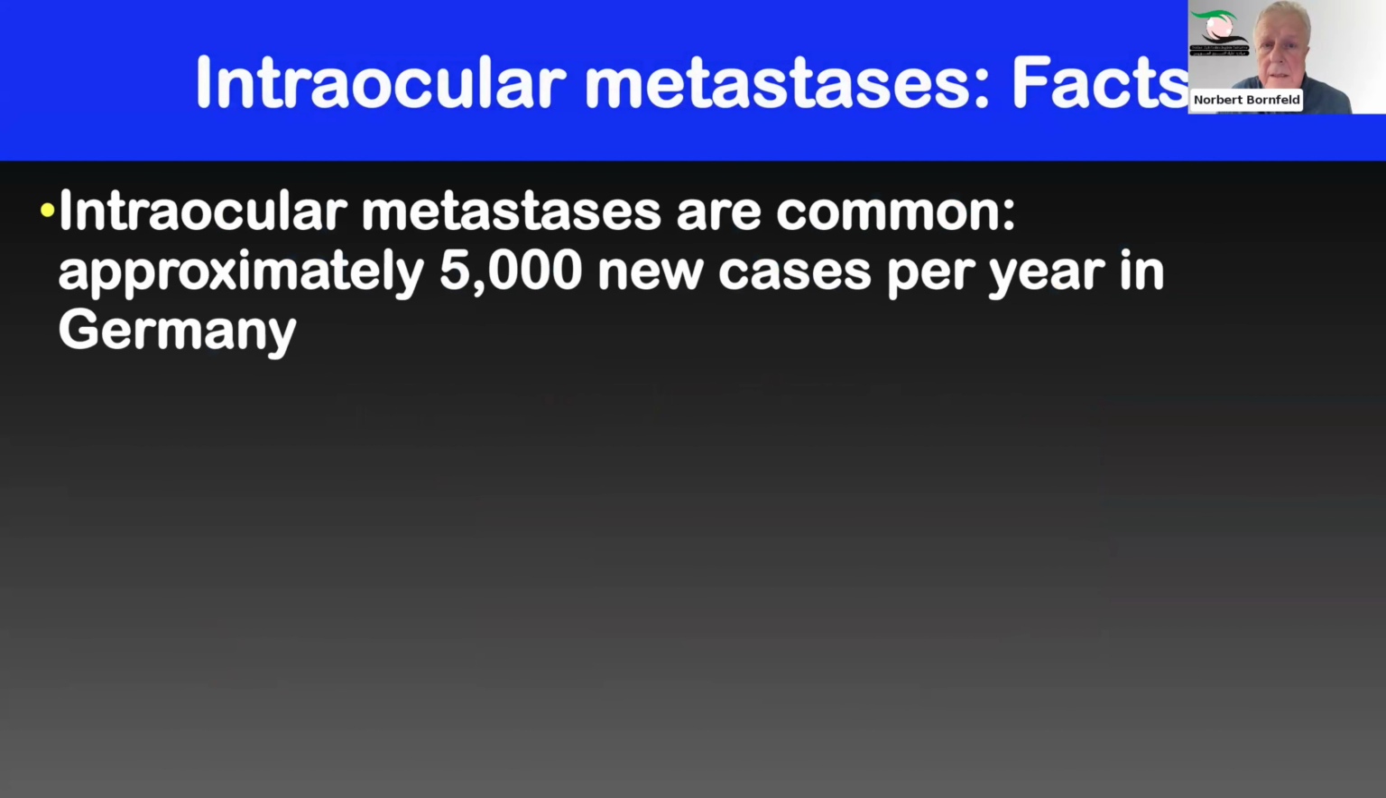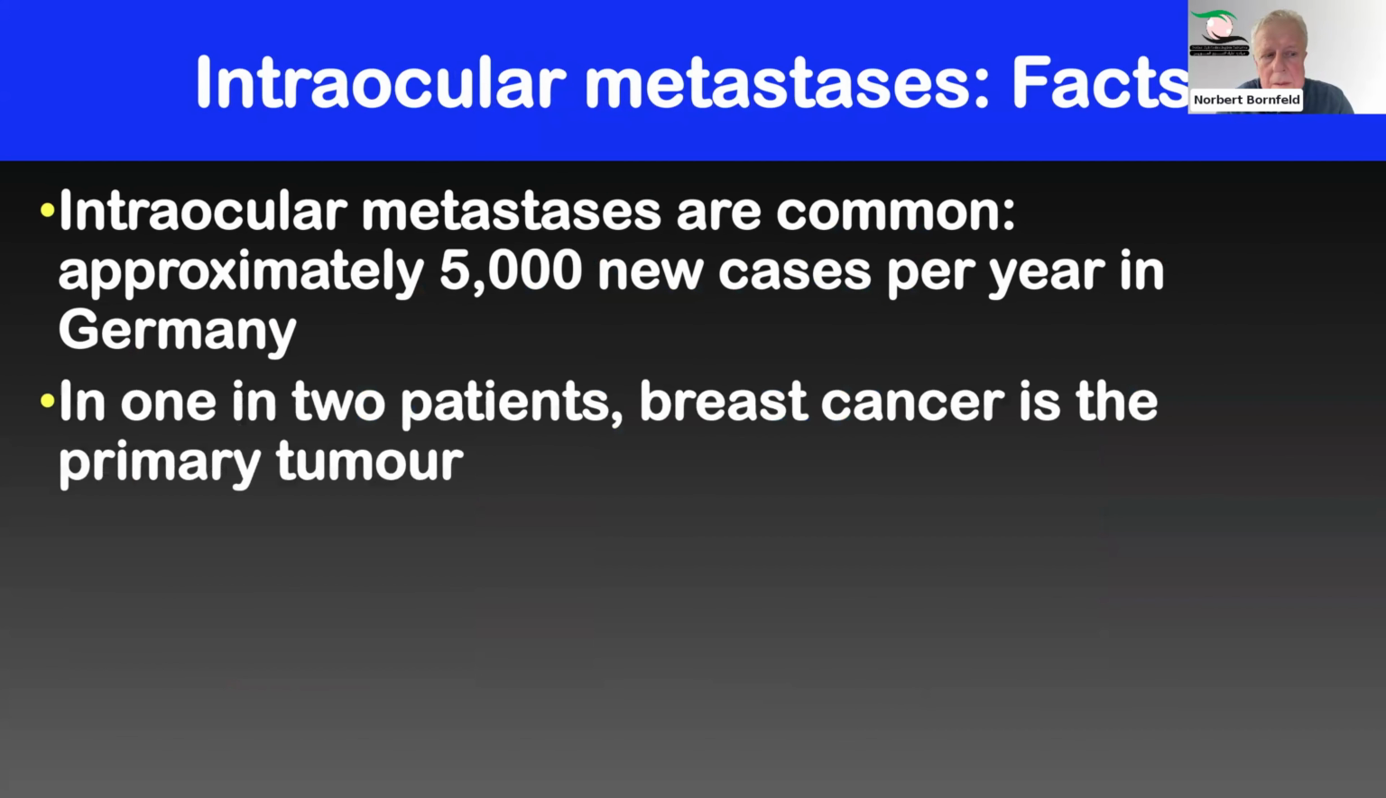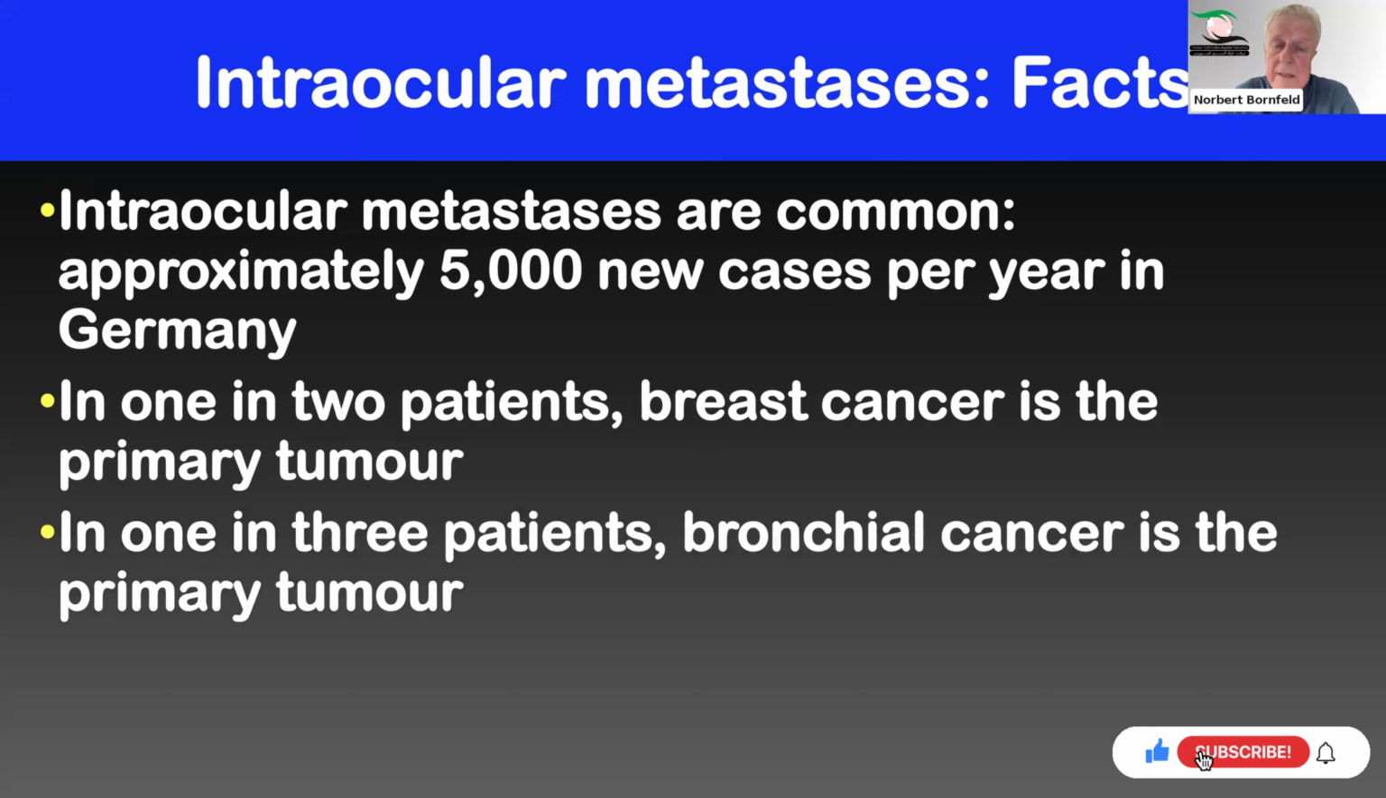Intraocular metastasis has already been addressed with a patient with prostate cancer. We ought to be aware that intraocular metastases are common. It's estimated that there are about 5,000 new cases per year in Germany, which is much more than uveal melanoma. The most frequent primary tumor in intraocular metastases is breast cancer, and you should be aware that men can get breast cancer and metastasis to the eye. That is not frequent, but the prognosis in these patients is very bad if a man gets breast cancer.